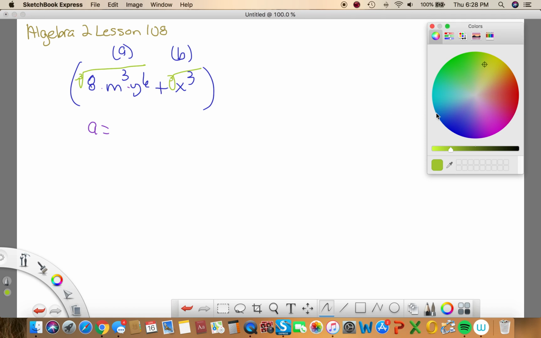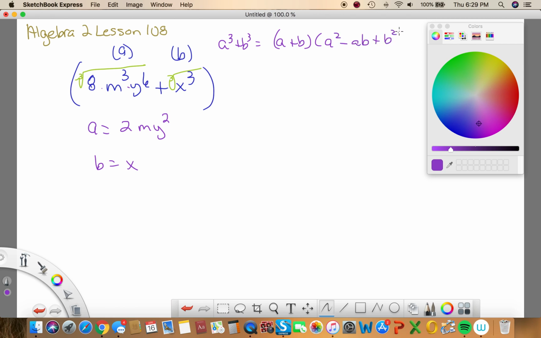So a would be 2my squared, right? Because if I take 6 divided by 3, I get 2 remainder 0, so it's y squared. B is simply x. Now, since I have the sum, so it's a cubed plus b cubed, and it's factorable to a plus b times a squared minus ab plus b squared.